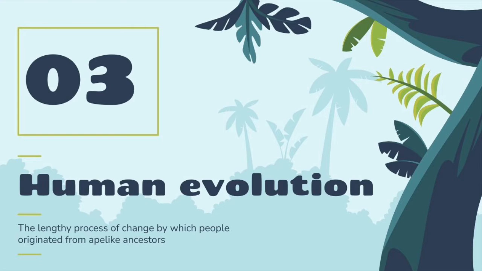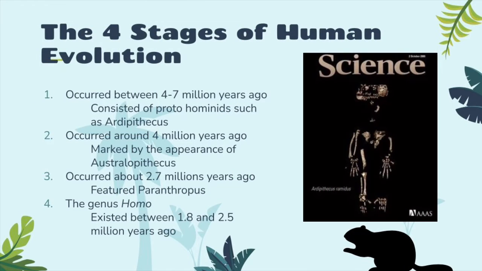Okay, so now I'll be talking about human evolution, or the lengthy process of change by which people originated from ape-like ancestors. To start, there were 4 stages of human evolution. The first stage occurred between 4 to 7 million years ago and consisted of proto-hominids such as Ardipithecus. The image to the right displays a woman scientist named Ardi. She is the oldest hominid skeleton ever found. She was discovered in Ethiopia, as Africa is believed to be where humans originated. Like modern humans, Ardi could walk upright and didn't use her arms for walking as chimps do. Still, she retains a primitive big toe that could grasp a tree like an ape.